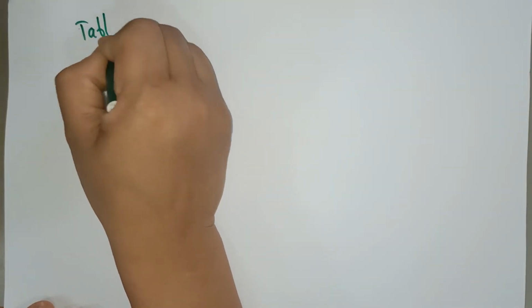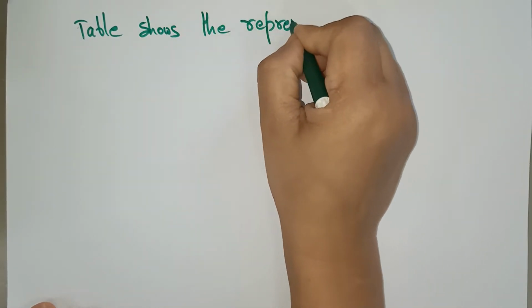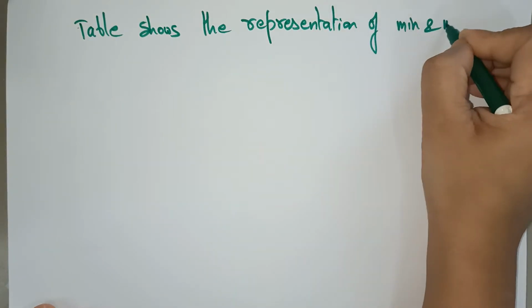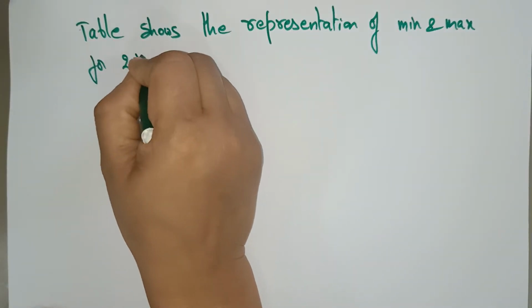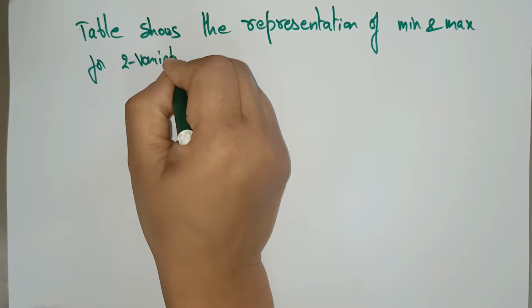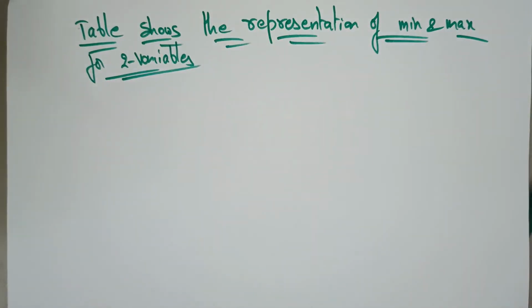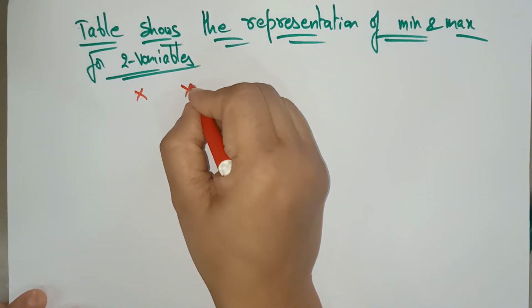Let me draw a table which shows the representation of min and max terms. Let me explain how to represent the min and max terms for two variables. First, let me take two variables, and later we will see three variables. Here I am drawing a table which explains how to represent the min and max terms for two variables. So what are the two variables? Let me take x and y. The x and y are two variables.